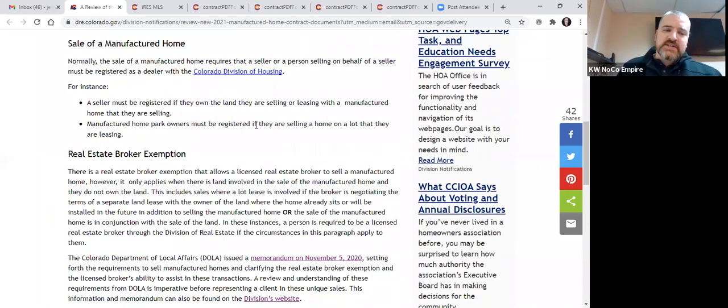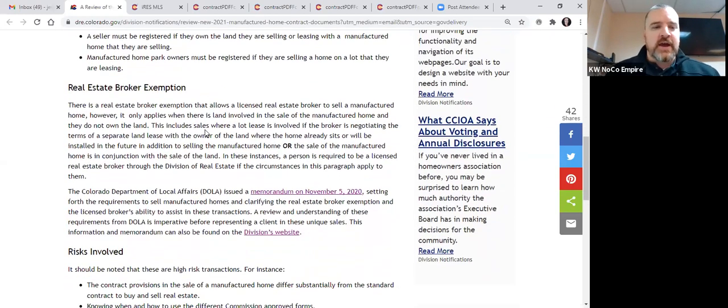Now, that being said, there is a carve out inside this law for real estate brokers. That's the exemption. So we are exempt from these requirements as long as we meet the terms of this exemption. We'll go through this real quick. There's a real estate broker exemption that allows us to sell manufactured homes.